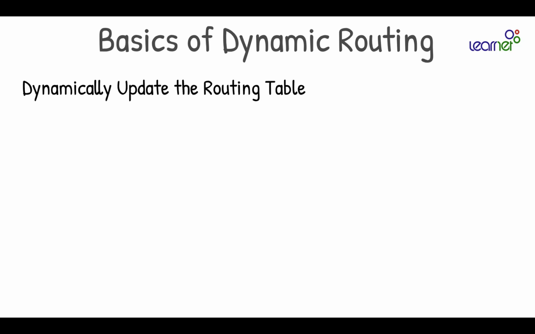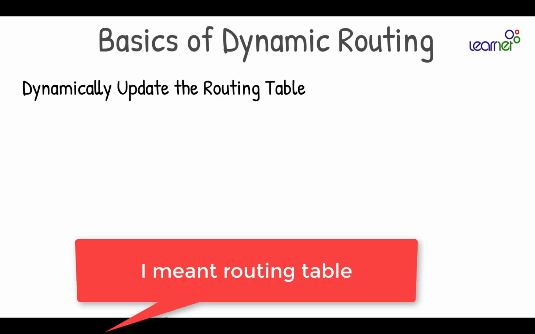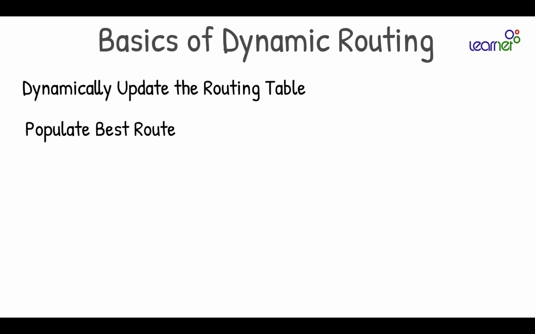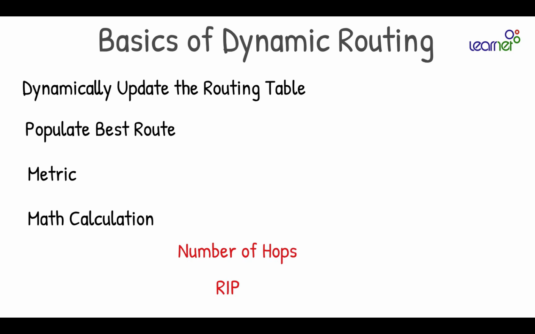First, dynamic routing protocols dynamically update the routing table, ensuring that routers always have the most up-to-date path to a destination. Second, they determine the best route to each destination based on a metric. This metric is calculated using specific algorithms, and the complexity of the calculation varies depending on the protocol. For example, in a simple protocol like RIP, which stands for Routing Information Protocol, the metric is just the number of hops to the destination.